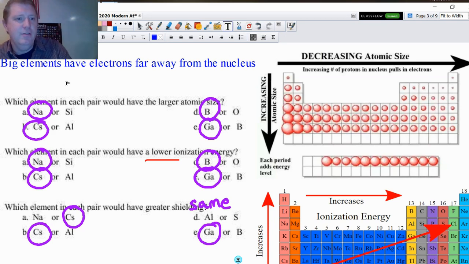So again, you just kind of look at the position of the elements. And I want to point out that 5 and 6 are actually the exact same elements.